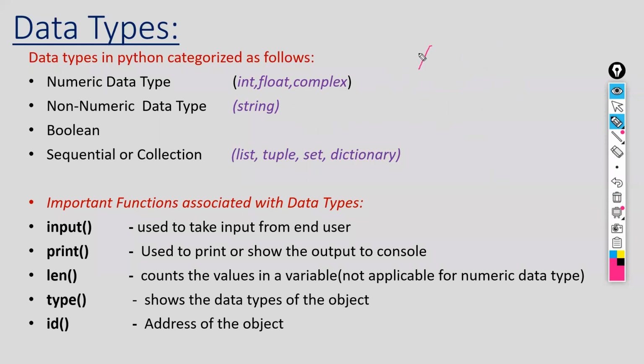But there is no concept of char or character. What does character or char mean? A single letter, that is C. Even a character can be represented as a string. And we don't have long int, short int like that. Simply int. Whatever you give in double quotes or single quotes is treated as string.